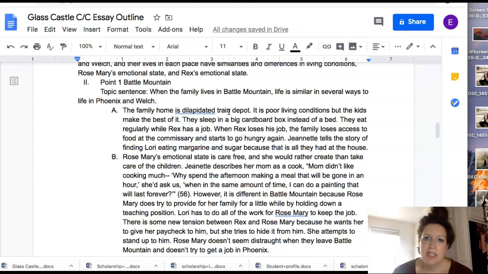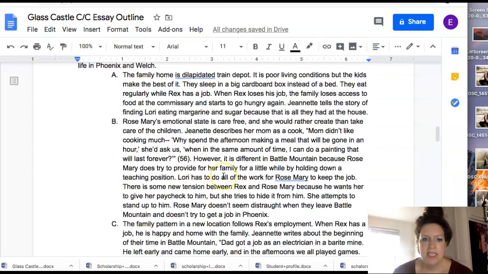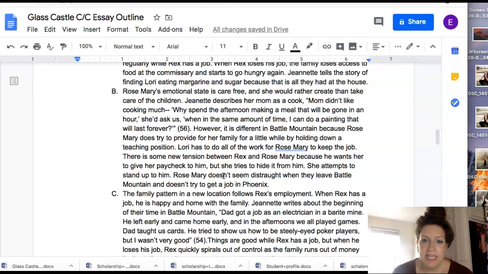This is just a 2-page paper, so you won't have time to talk about everything that you want to talk about in Battle Mountain. Just pick a few stories that highlight the point you're trying to make about that place that they're living. So then I go on to talk about Rosemary.